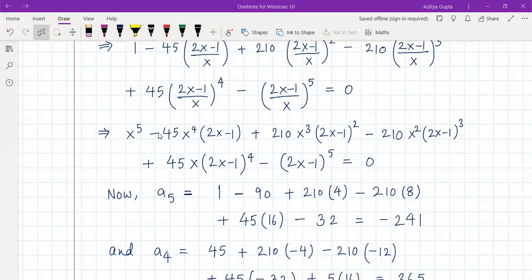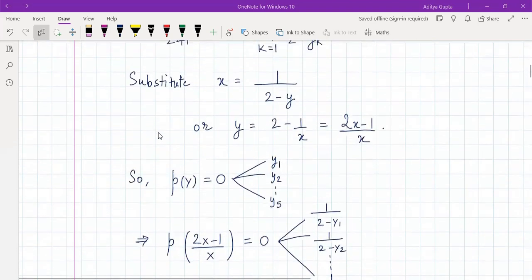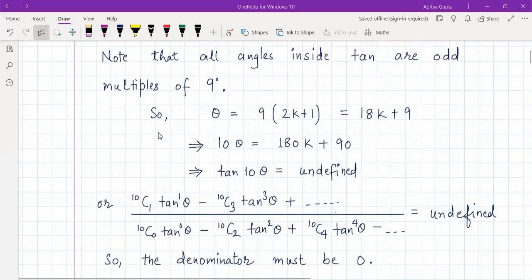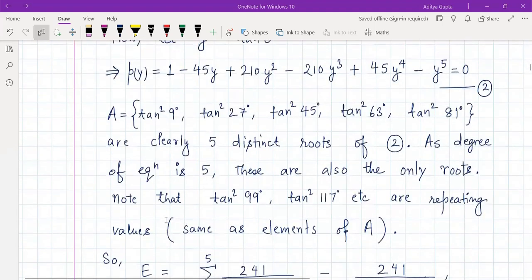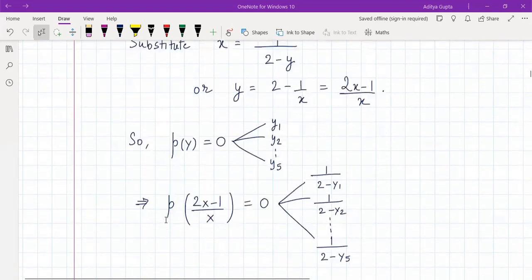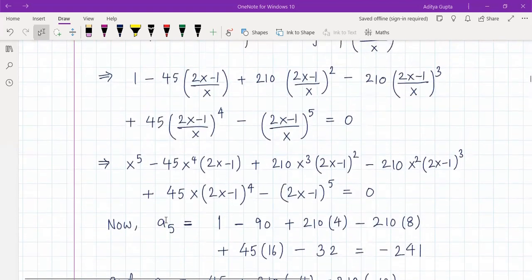And we also need the coefficient of x power 4, which we call A4, because we have already seen the formula of sum of roots. It was minus an minus 1 upon an. What is an minus 1? It is nothing but the coefficient of x power n minus 1, and an is the coefficient of x power n. So that is exactly what we are doing here.